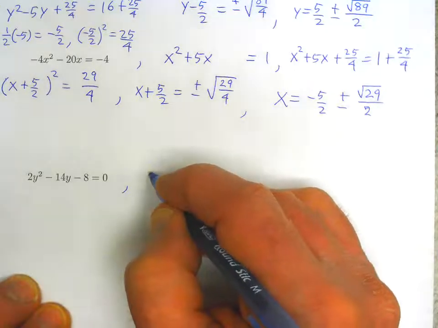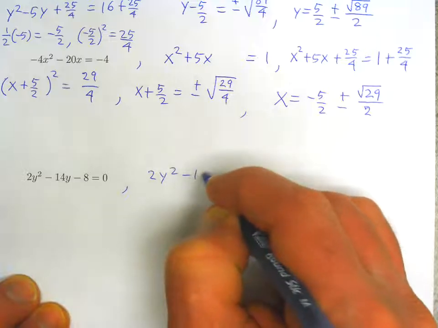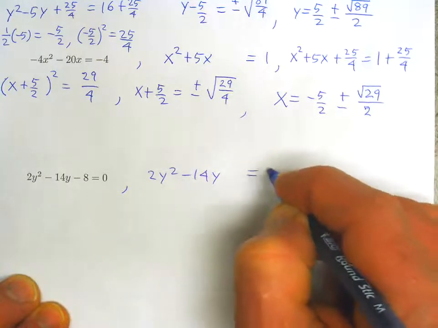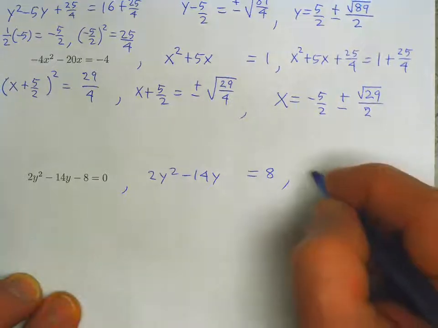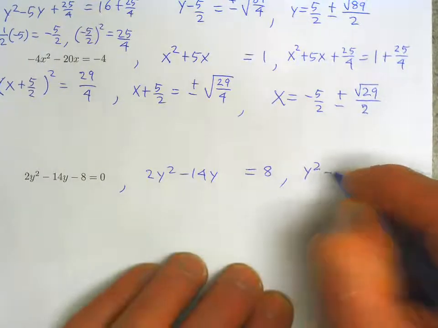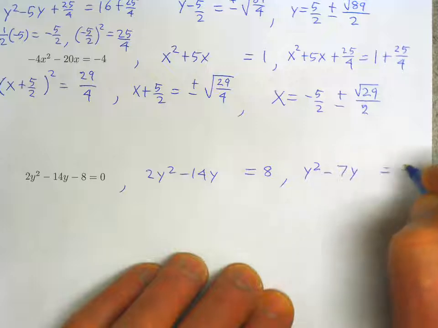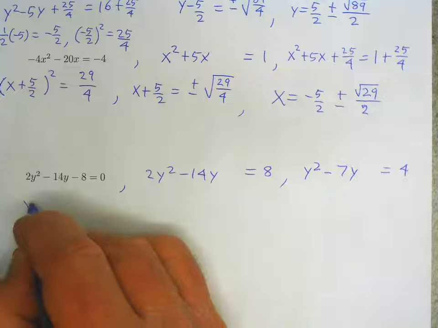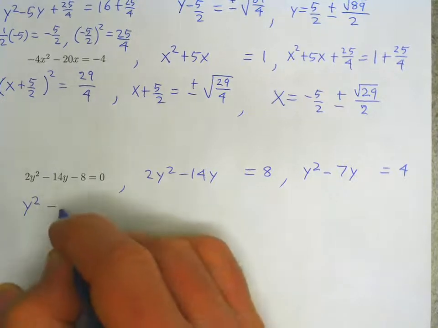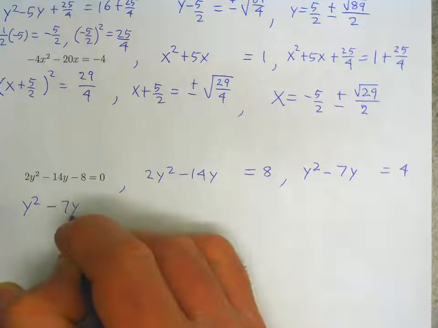Add 8 to both sides, so we get 2y squared minus 14y equals 8. Then divide every term on both sides by 2. We get y squared minus 7y equals 4. Then we create a perfect square trinomial on the left-hand side, y squared minus 7y.